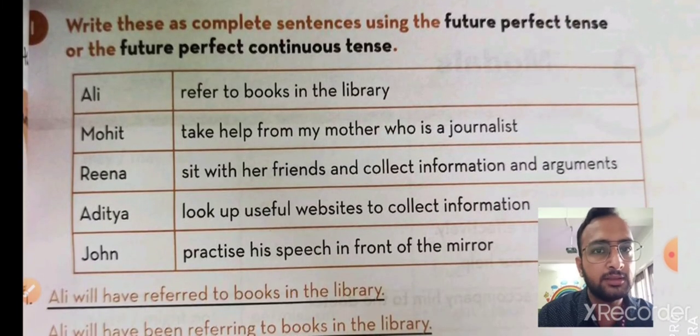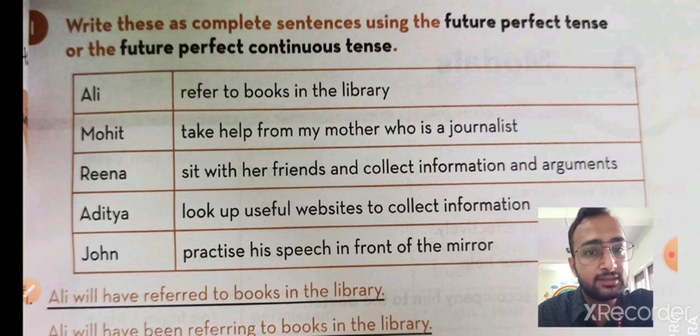So here is something. Write this as a complete sentence using the future perfect tense or the future perfect continuous tense. This is your activity to be done by yourself. Go through the rules of both the future perfect tense and the future perfect continuous tense and rewrite all the sentences using the appropriate tense. These are to be completed sentences. There are two different sentences and you have to complete them.